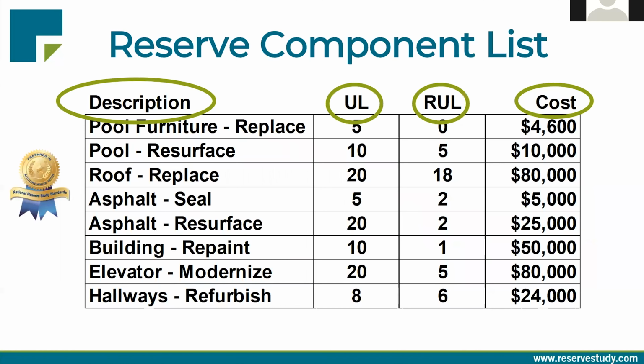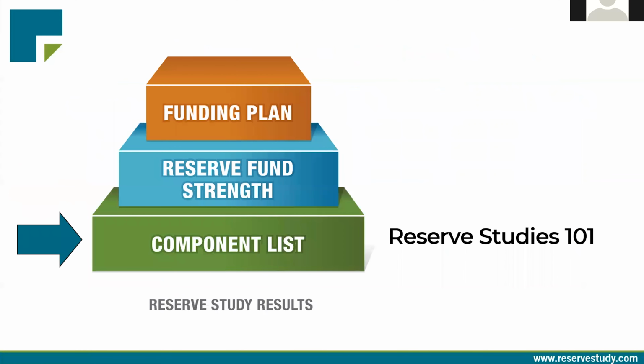And here's the sample reserve component list Ian and I will be using today. Probably shorter than most, but it'll do for the purpose of today's webinar. I expect that you've all seen something like this before. Each component has a description, a useful life estimate, remaining useful life estimate, and a current cost estimate. And because of its importance, we dedicate an entire webinar to the reserve component list. You can find that Reserve Studies 101 webinar either on our website or on YouTube.